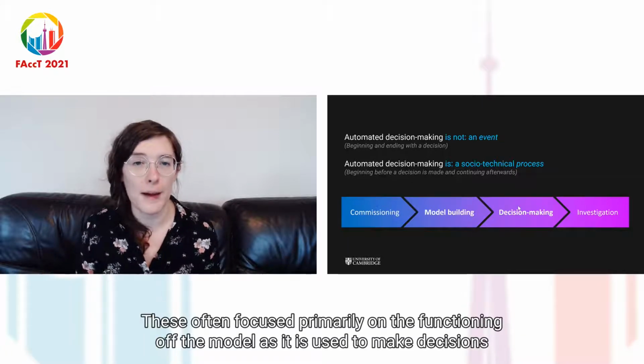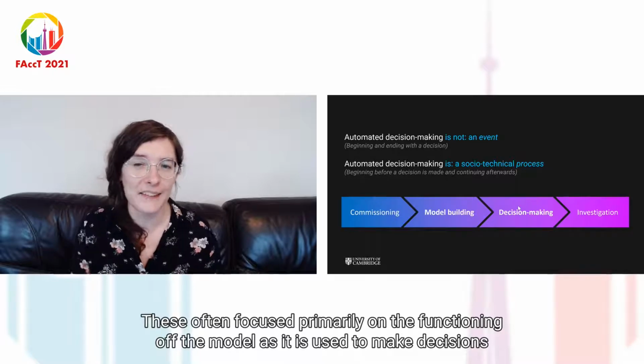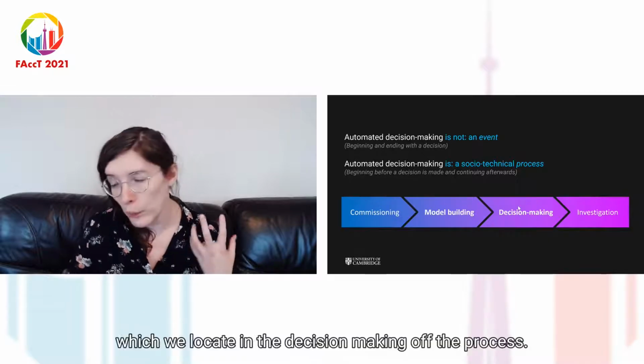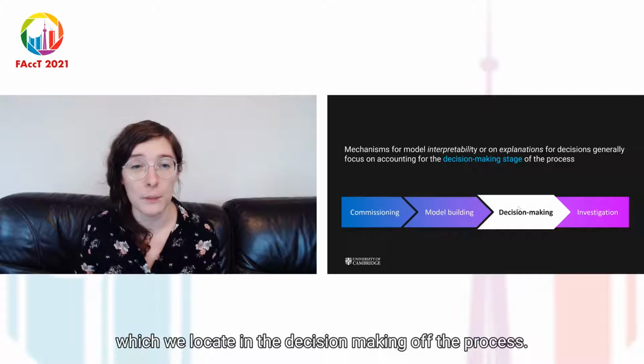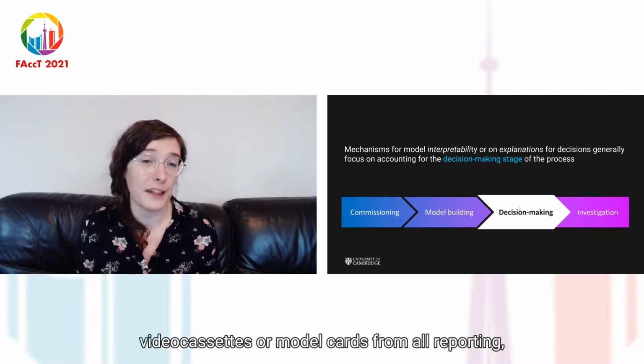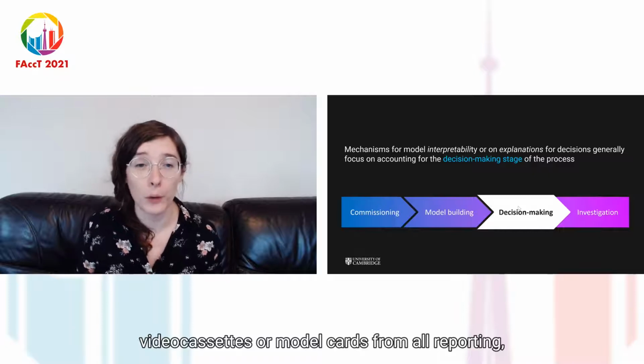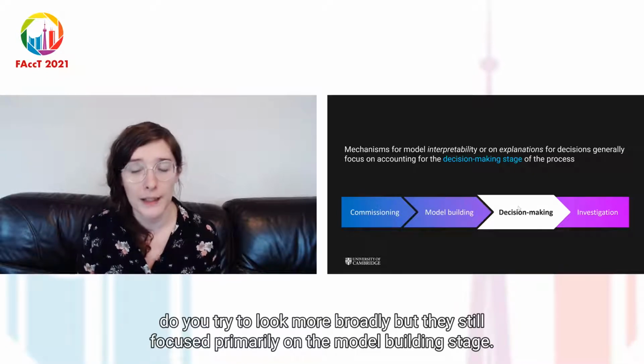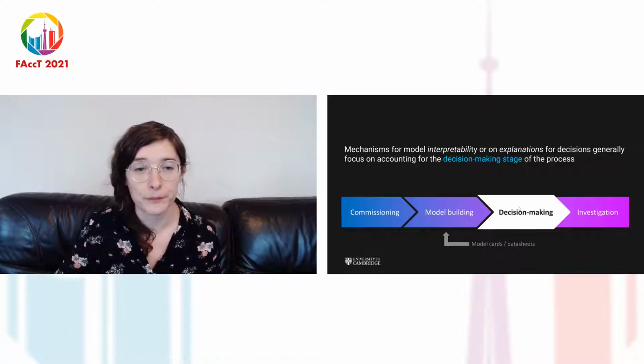These often focus primarily on the functioning of the model as it is used to make decisions, which we locate in the decision-making of the process. Some proposals, such as data sheets for datasets or model cards for model reporting, do try to look more broadly, but they still focus primarily on the model building stage.